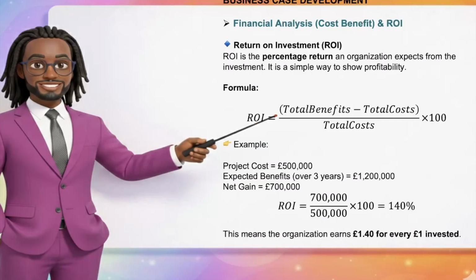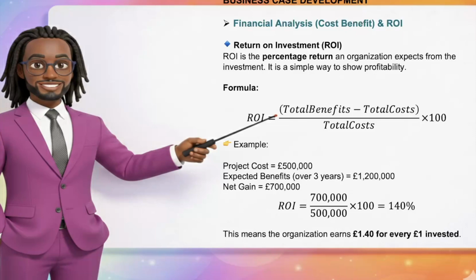So the return on investment is the percentage return an organization expects from the investment. It is a simple way to show the profitability. It has a very interesting formula, which is the total benefit minus the total cost, divided by the total cost, times 100. An example would be if you had a project cost of £500,000 and the expected benefit over 3 years is £1.2 million, the net gain will be £700,000.